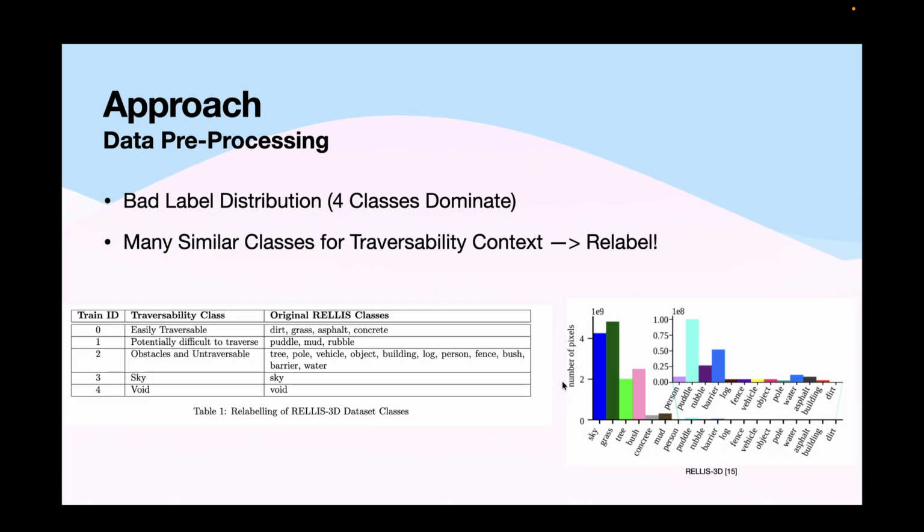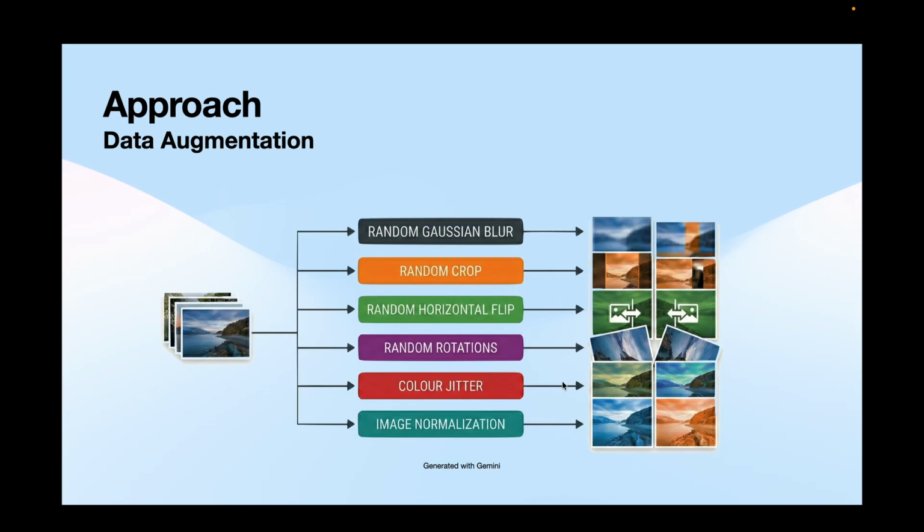The issue is that the dataset itself is very concentrated in four main classes: sky, grass, tree, and bush, and many of the other ones get drowned out. So what I decided to do is relabel it into four smaller classes plus a void class: easily traversable, potentially difficult to traverse, obstacles and untraversable, sky, and the void class.